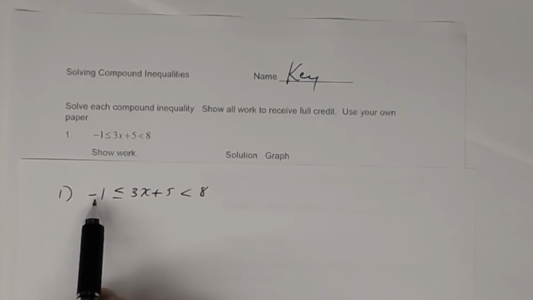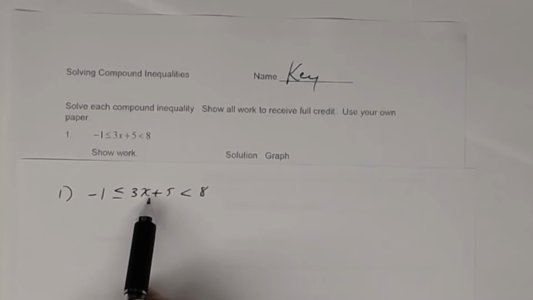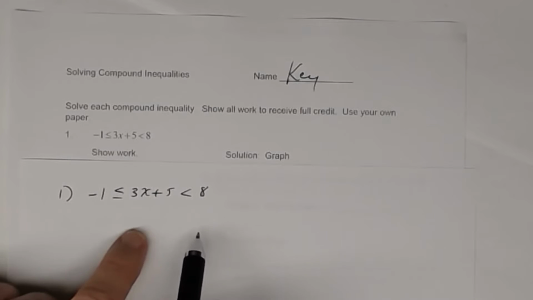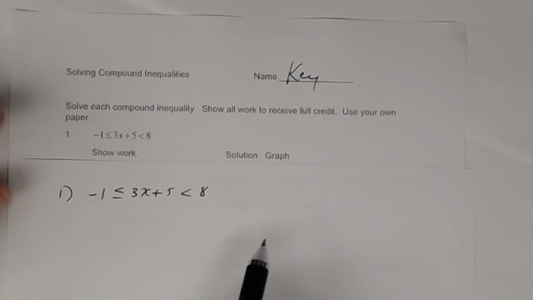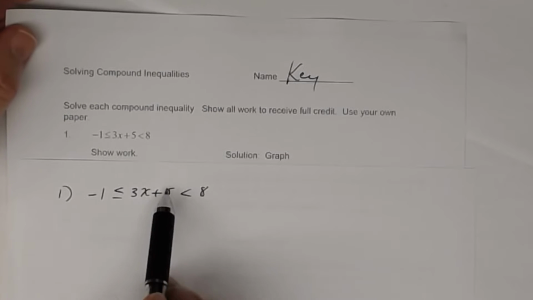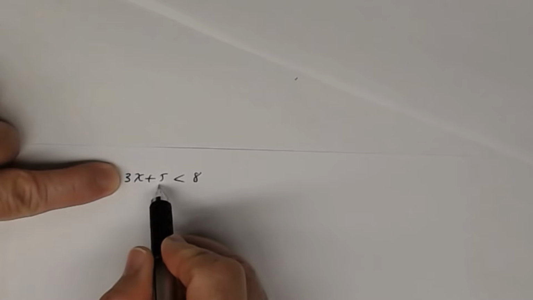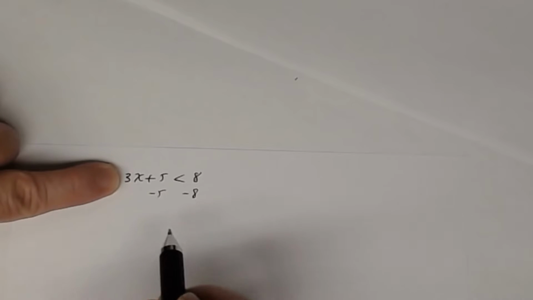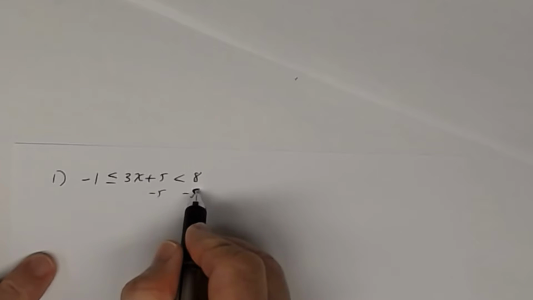So we have -1 is less than or equal to 3x plus 5, and 3x plus 5 is also less than 8. The best way to solve a compound inequality that looks like this is to get the variable x in the middle. If this part wasn't here, then we all know how to solve this simple linear inequality. Since I'm adding 5, you're going to subtract 5 from both sides, right? Well, there are 3 parts here: the left-hand side, the middle part, and the right-hand side. So we have to subtract 5 from all parts.